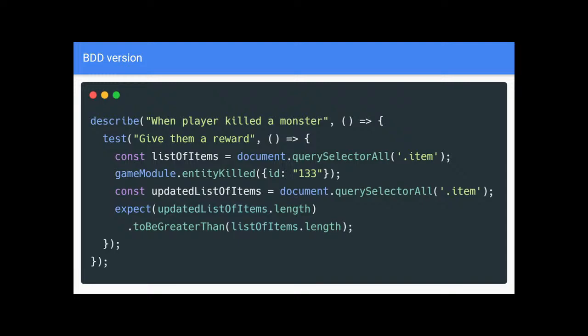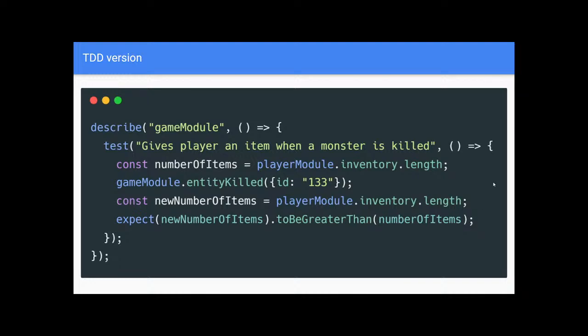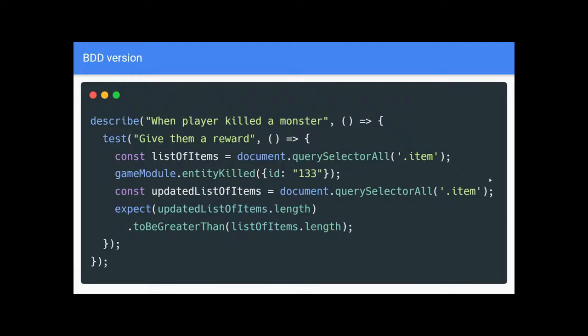That's also a very important distinction, because for the TDD, in this specific example especially, we are seeing what the developer is seeing, because he sees the player module inventory is an array, so he checks the length and he checks the length again. When it comes to the BDD version, this is what the user will see. He will see a list of items, and he will see a list of items with another one or two items more. And based on that, you can say that, yeah, this system works. So this is the second very important difference between those two approaches.